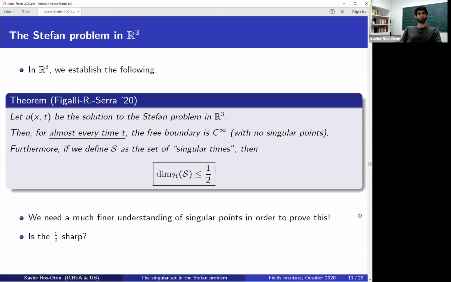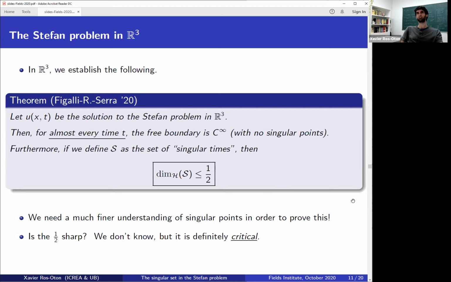And then a second comment is, well, is the 1/2 sharp? Well, I don't know. We don't know, but it's definitely a critical exponent for this problem. So with our proof, we can see that this exponent 1/2 is really critical. And if you want to prove a better exponent than this, you really need to figure out something quite different from what we do. So in a sense, this is critical, but it's not clear if it's optimal. But I mean, this happens in many problems.